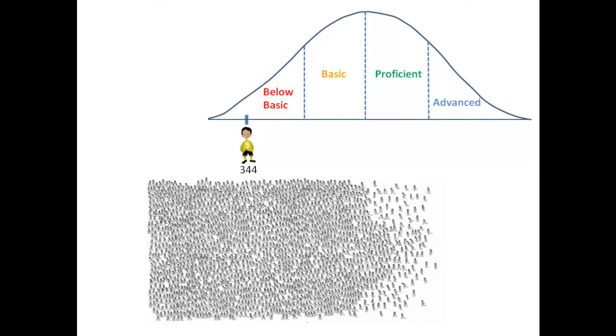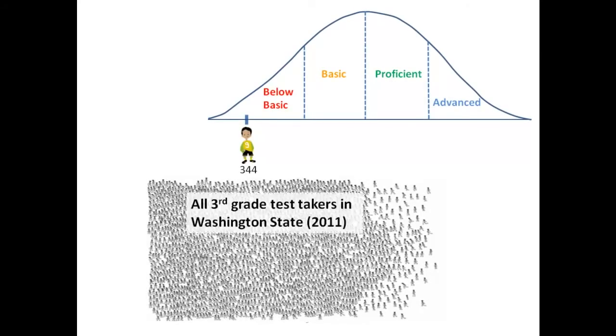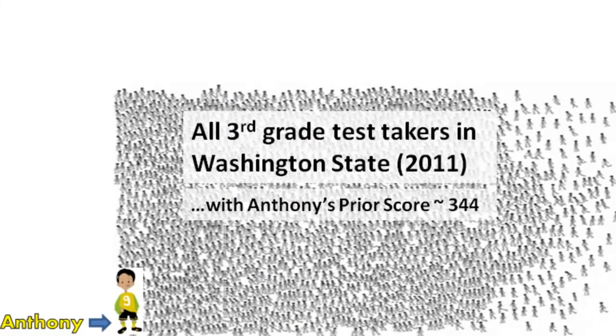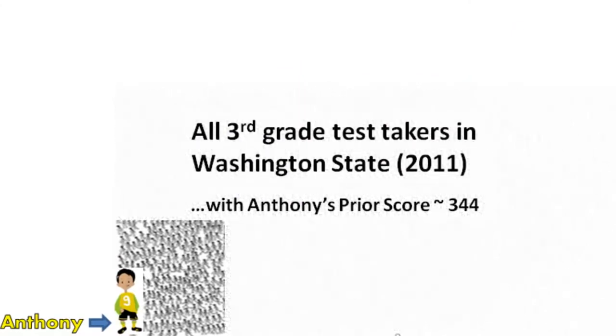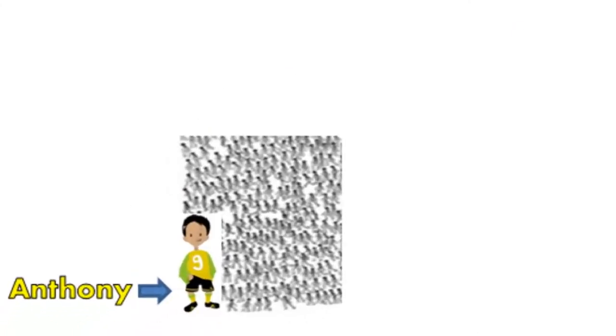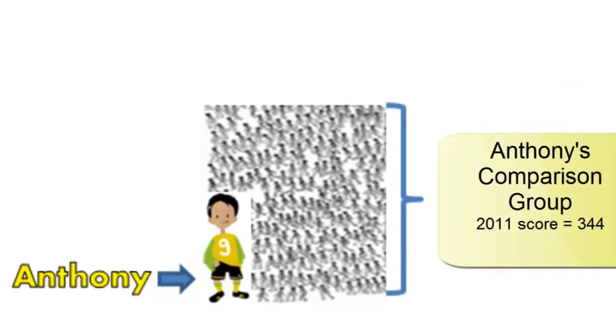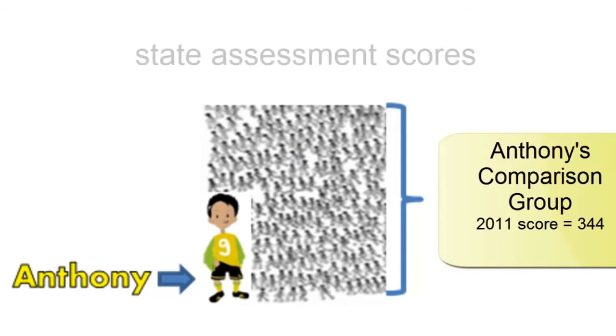Last year, when Anthony was in 3rd grade, he scored 344. 75,000 other 3rd graders in Washington took the same test in reading. Anthony was just one student among them. Of all these 3rd graders in the state, many others scored a 344. Let's call this Anthony's comparison group because these students had a similar level of academic proficiency as Anthony. Anthony's comparison group is defined solely on their state assessment scores, not on any other characteristics.